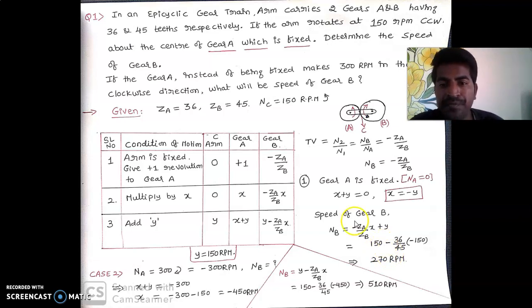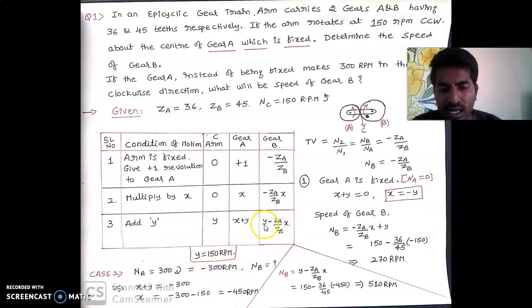Now the second case. If the gear A, instead of being fixed, makes 300 RPM in the clockwise direction. See very carefully. Now gear A is not fixed. It is having a value now. In the first case it was 0. Now it is having a value of 300 RPM in the clockwise direction. 300 RPM clockwise means minus 300 RPM. In the previous slide we have seen that clockwise means negative speed. So minus 300 RPM. Then what is the speed of B?